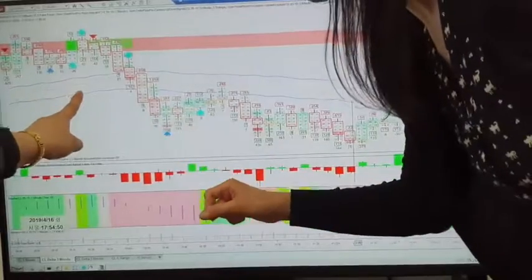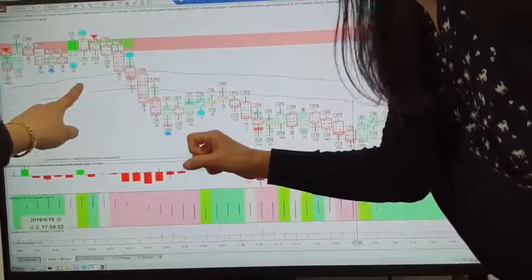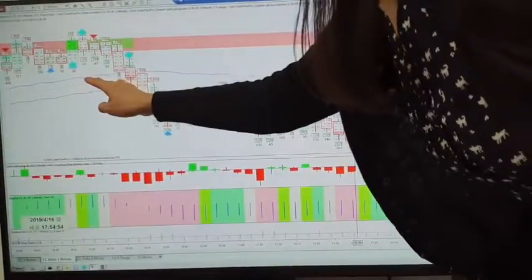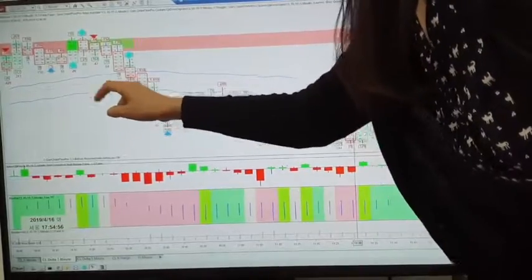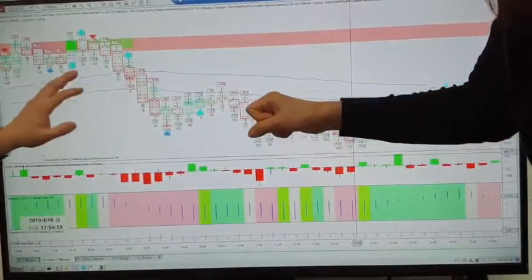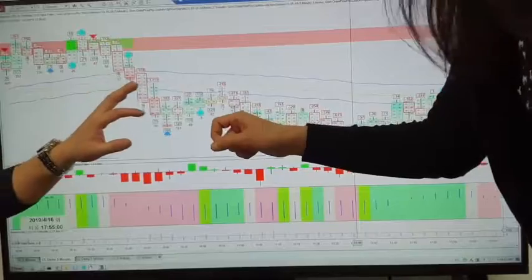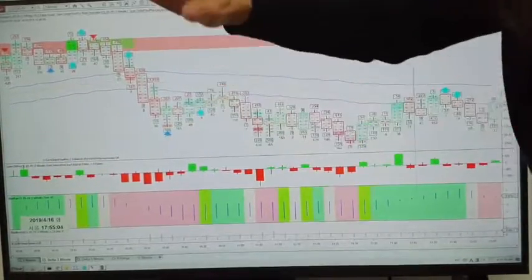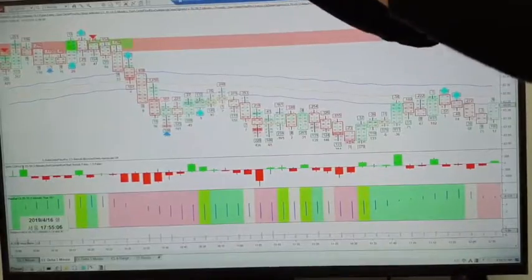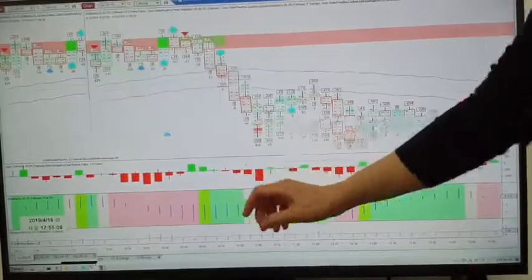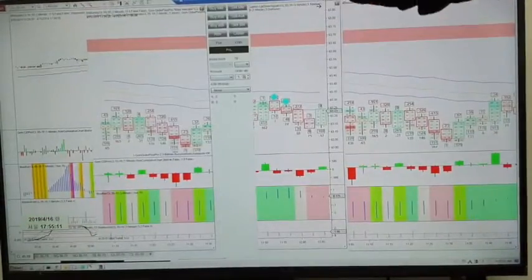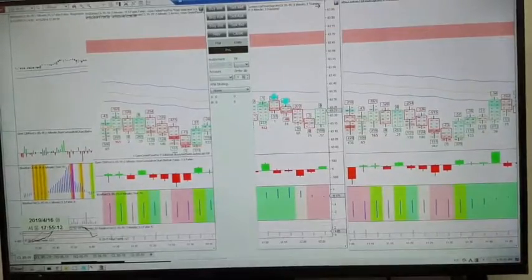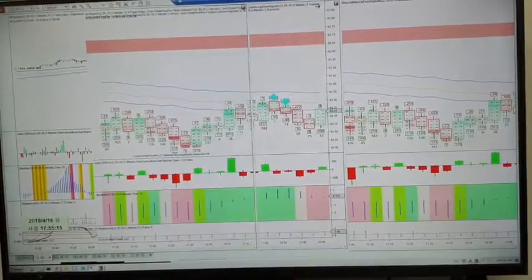One more question. What does this mean? It's a moving average band, a Bollinger band. Moving average band. I can show you what this does. It's a moving average band.